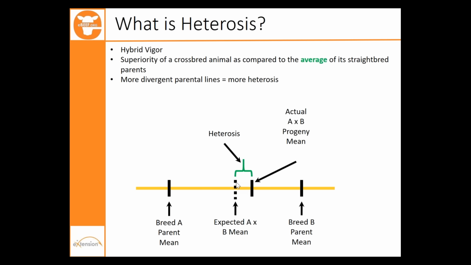In reality, what actually happens a lot of the time is that the performance will be slightly better than what we would expect from that mean. The difference between the mean and what we actually see in terms of performance, we can attribute to heterosis. Typically, the more divergent the parental breeds are, or the more different they are in terms of ancestry, the more heterosis we would expect to get from that mating. Heterosis is also influenced by the heritability of traits, which we'll talk about a little bit later tonight.